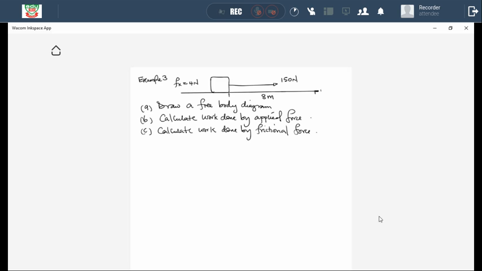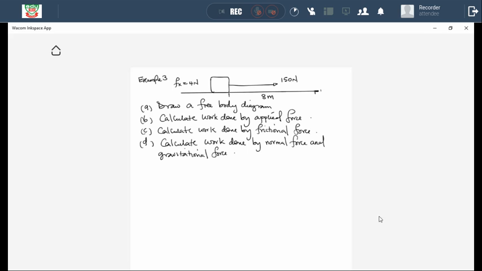And then item D: calculate work done by normal force and gravitational force. I've decided to combine D, that is normal force and gravitational force, for the sake of time and space. So that is what we have at the moment.